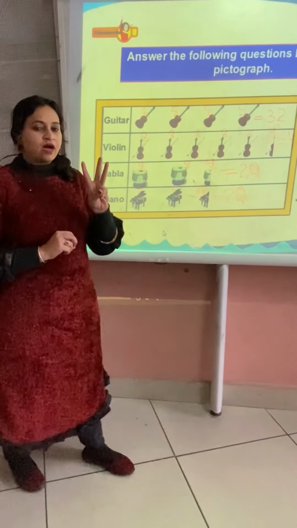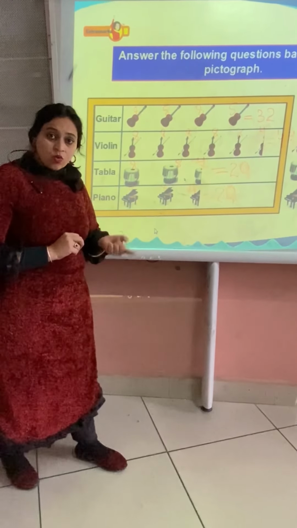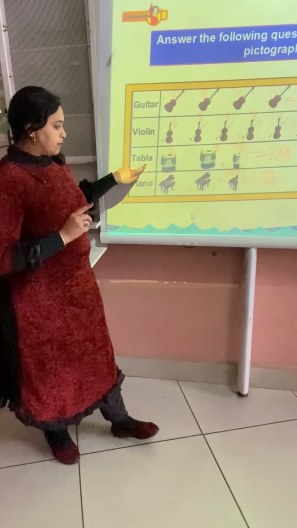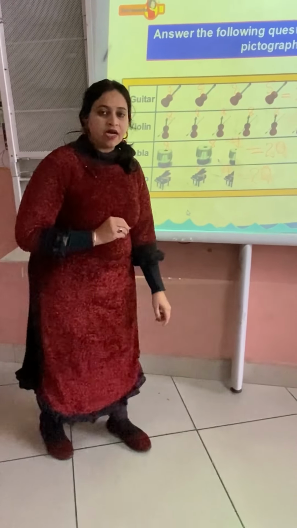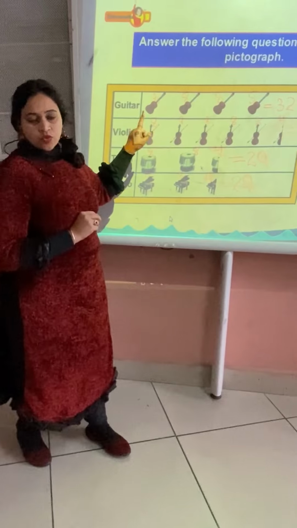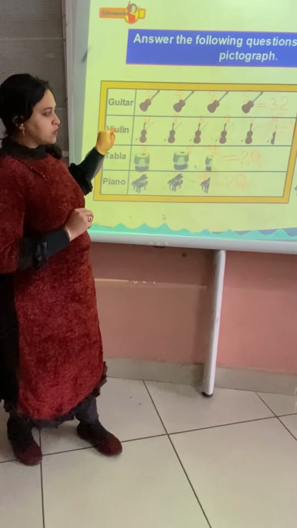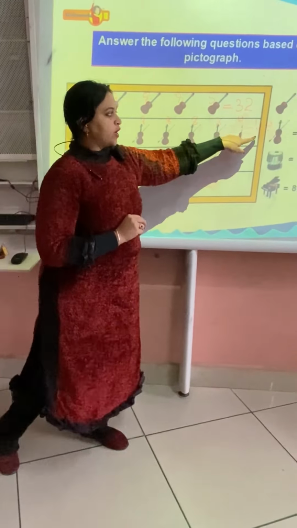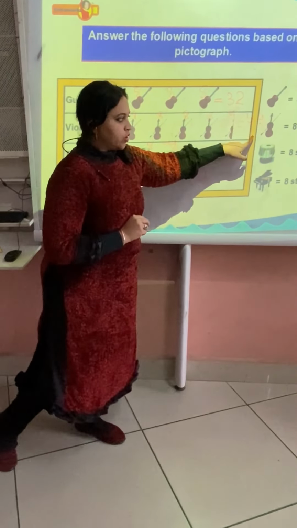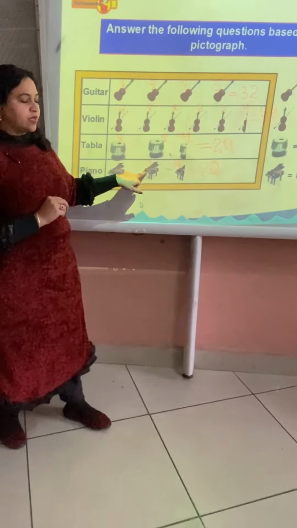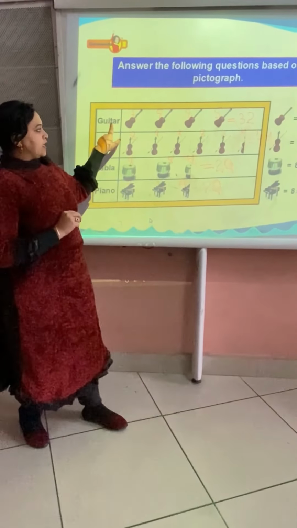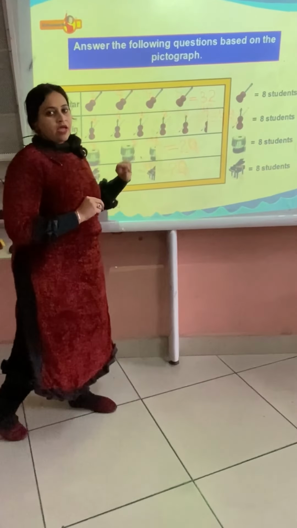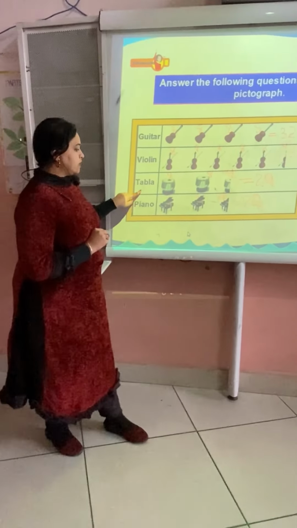Now, the third question I can ask is which instrument is used by an equal number of students. Equal means barabar. So here both options will come, tabla and piano. Now, if I ask you to subtract the number of students who use guitar from the students who use violin, then you will subtract 32 from 44. So beta, these kinds of questions can also come in MCQ form. For example, I ask which instrument is used by 32 students, and I will give you the options guitar, violin, tabla and piano.